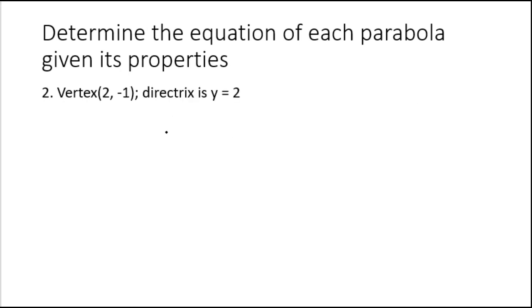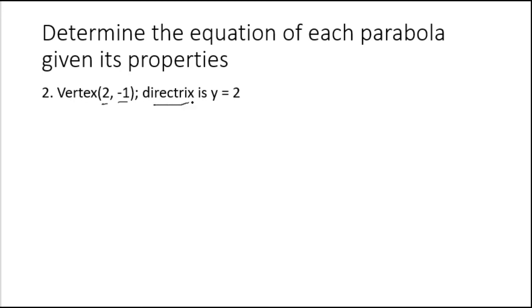Okay, for our last problem, we have to determine again the equation of each parabola given its properties. Now, we just decided to do the standard equation of the parabola based on this given. And so for this one, we have the vertex and directrix. So we already know how to deal with this. The vertex natin, we have 2 and negative 1, but still, we cannot form the equation just by looking at the vertex, because we still need to determine where is the focus and where is the directrix maybe.